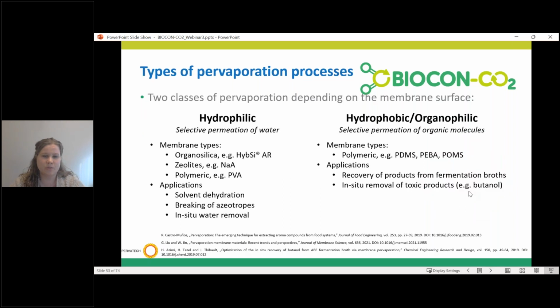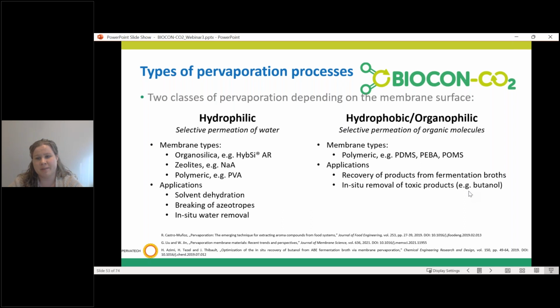So in general, there are two types of pervaporation depending on the membrane surface. If the membrane surface is hydrophilic, then water will selectively permeate the membrane. Some examples of these types of membranes are organosilica networks like the HybSi membrane, zeolites, and polymeric membranes like PVA. This type of pervaporation is often used for solvent dehydration. It can be used in combination with distillation for breaking azeotropes, and it can also be used to remove water in situ, for example, in esterification reactions.